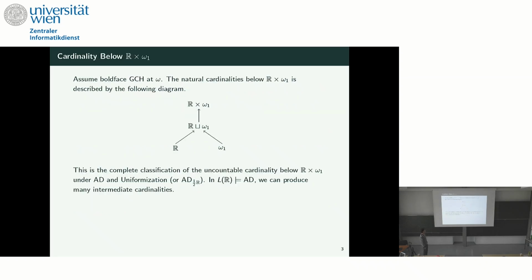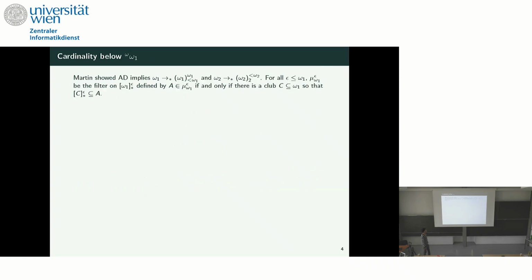Starting with Bothe-phase GCH at omega, among the four natural uncountable cardinals below R cross omega 1, this is the structure that it has, where all the arrows indicate strict injection. In this choiceless context, cardinalities are always compared using the injection relation. Martin showed that omega 1 is a strong partition cardinal and omega 2 is a weak partition cardinal. Technically, we'll always use the correct type of partition relation, which is the only useful form of the partition relation, but it doesn't matter here.